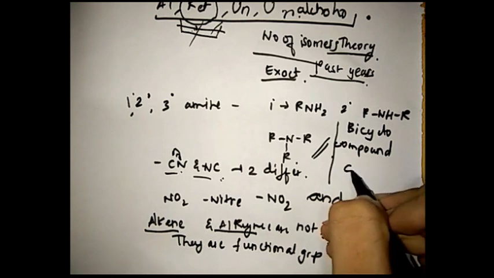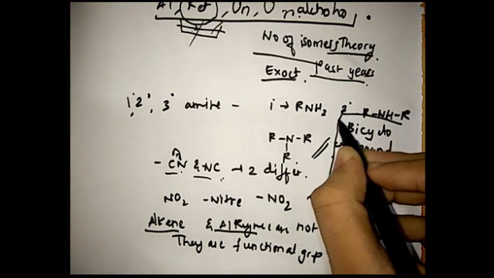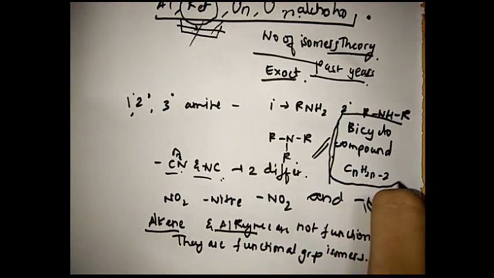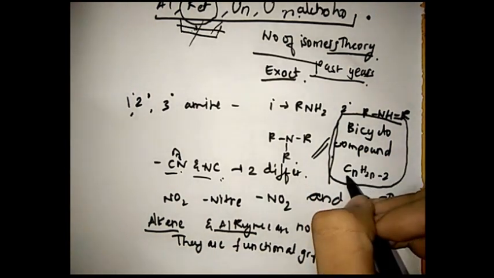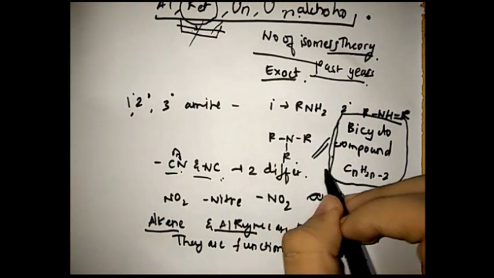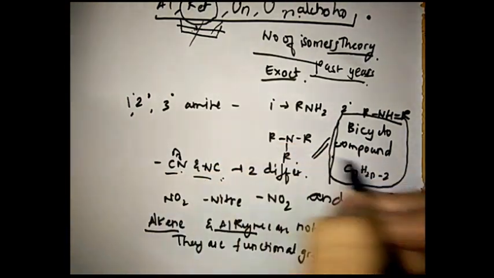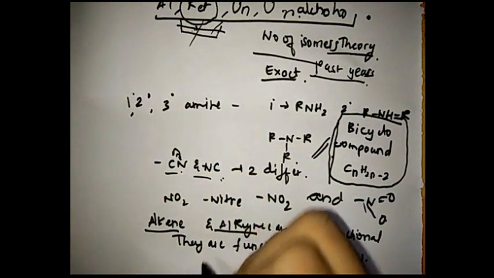For bicyclo compounds, it will be CnH2n minus 2. This is for alkynes as well, if you know this. Bicyclo compound CnH2n minus 2. This one, alkadiene, this can be the last one which I've mentioned, bicyclo compounds, alkynes and all.